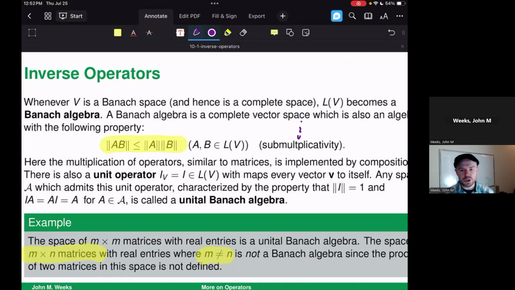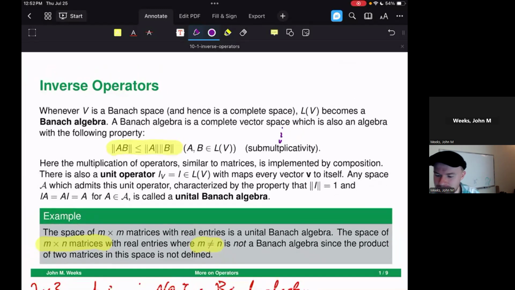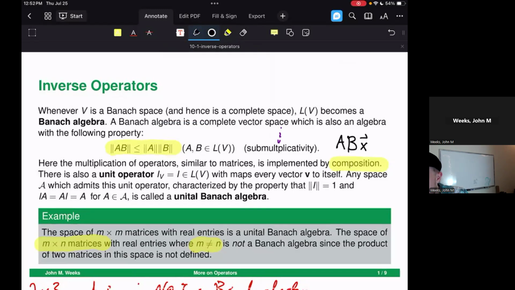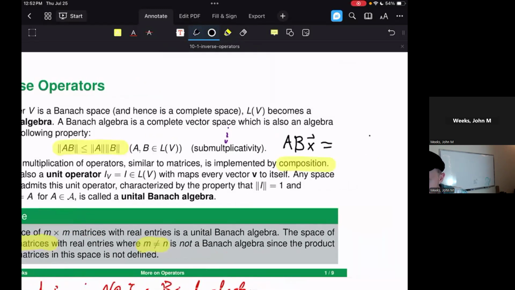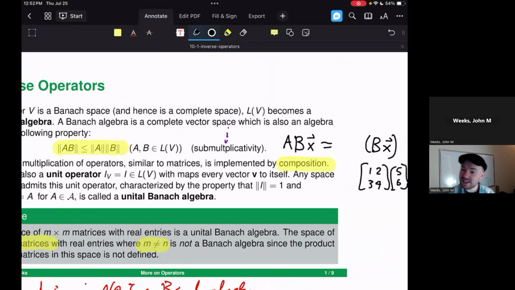So here, the multiplication of operators is implemented by composition. We'll see that in an example here in just a little bit. But when I write AB times the vector x, the thing that I am implying is that I am taking the vector x and multiplying it on the left by the matrix B. Perhaps the way that this works is that I have 1, 2, 3, 4, and I multiply times the vector 5, 6.